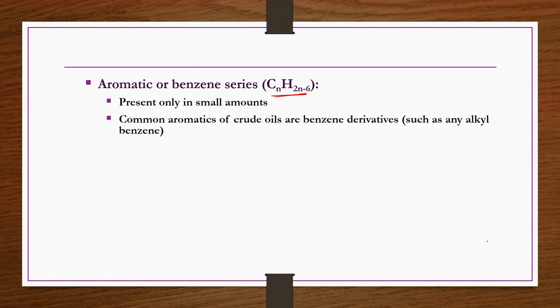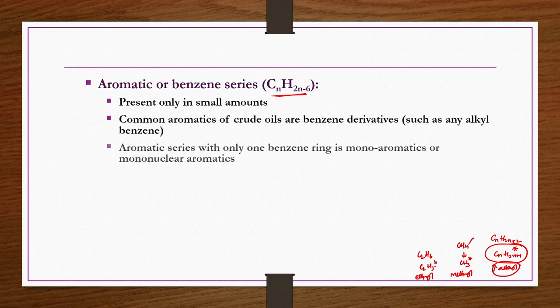Alkyl in the sense, let us say any of the alkanes, CnH2n+2. If you remove one H, whatever CnH2n+1 radical is there, a radical is indicated with a star or dot. So, this is known as the alkyl functional group. Let us say if you have methane and remove one H, then you have CH3 dot, which is known as methyl. From C2H6, if you remove one H, then C2H5 dot is known as ethyl. Right. So, such alkyl benzene components, such kind of derivatives may also be present.